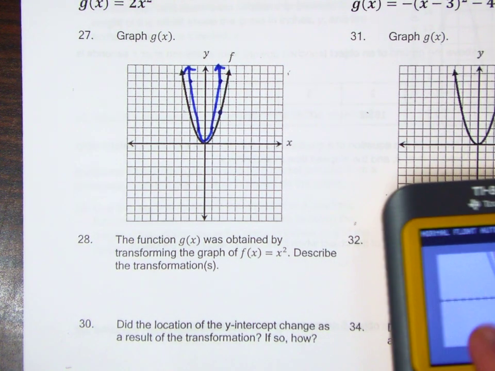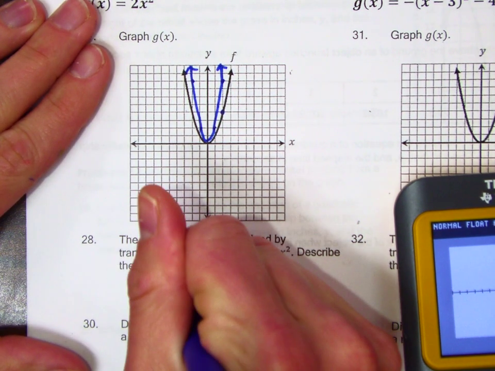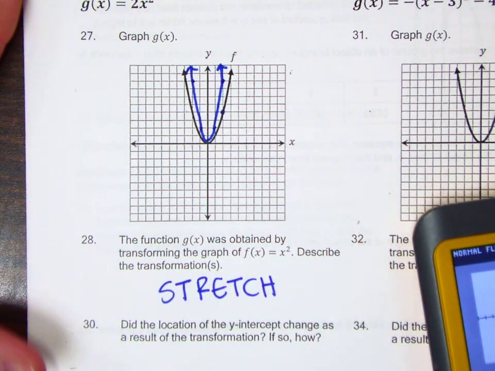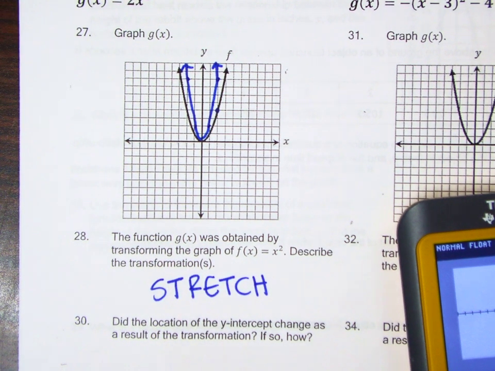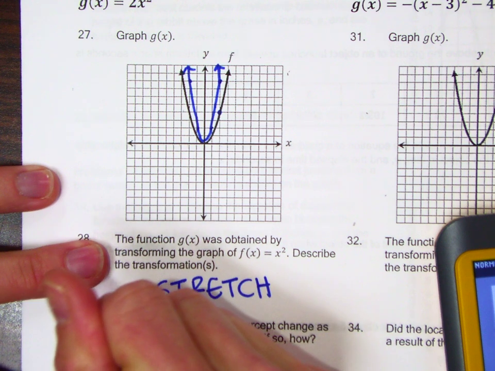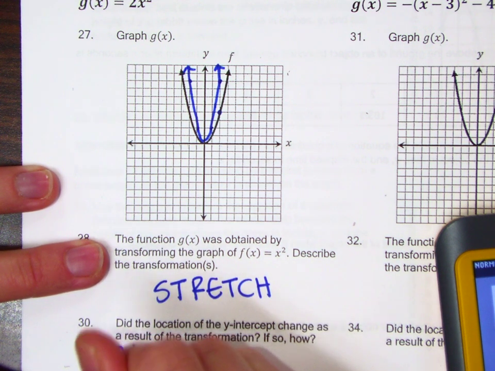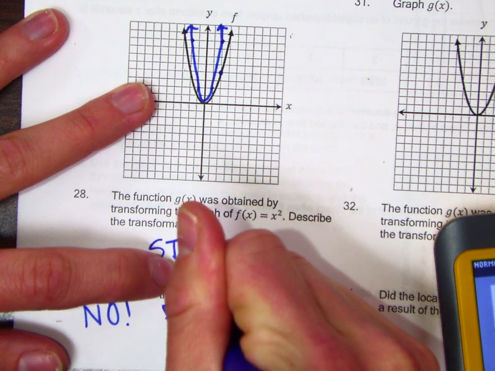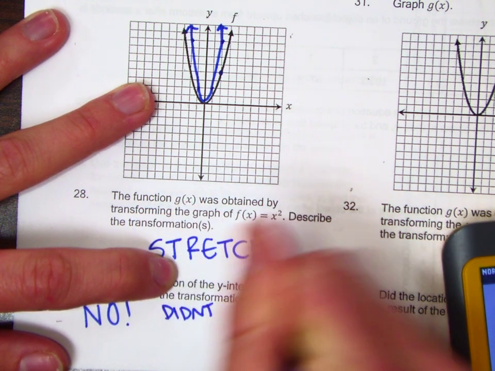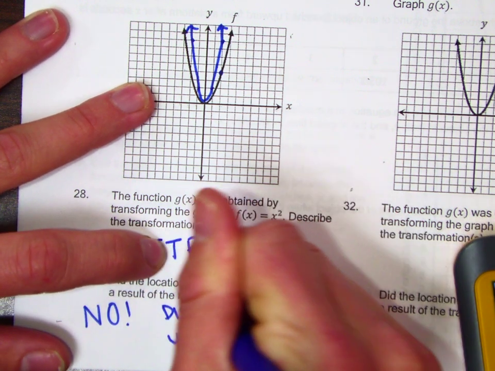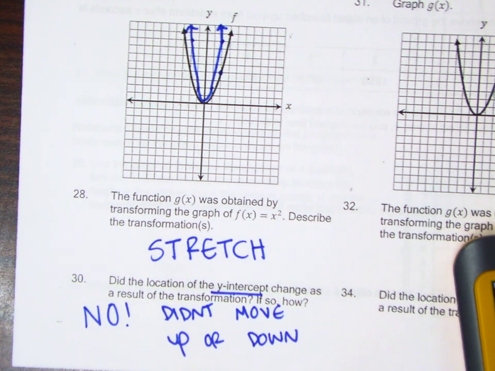It says describe the transformation. So when it gets skinny, S is stretch. So skinny stretch. All right, you're vertically stretching it out. It says, did the location of the y-intercept change as a result of the transformation? No, it did not, because you didn't move up and down. Didn't move up or down. So the only thing that's going to change the y-intercept is if your graph is going to move up or down.